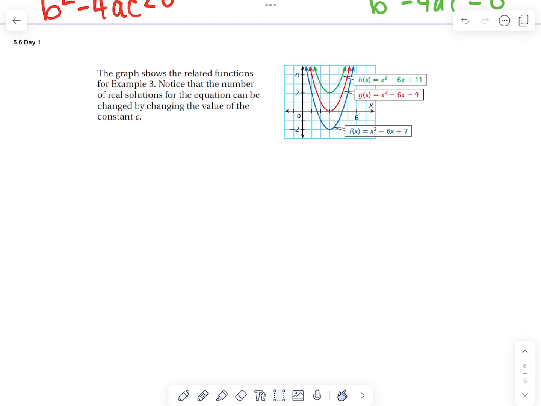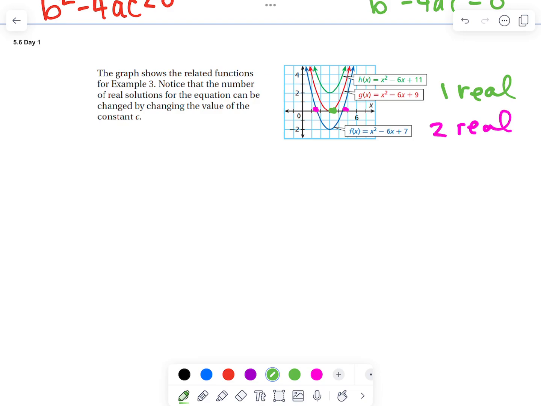This last part just shows you the difference between 3 different functions and when you'll have one solution, 2 real solutions, or no real solutions. So if we look at the blue equation, notice we have 2 real solutions, so 2 x-intercepts. Look at the red one, we have 1 x-intercept, or 1 real solution. And then the last one, the green quadratic, there isn't any x-intercepts out there because it's above the x-axis, so we have 2 non-real solutions.